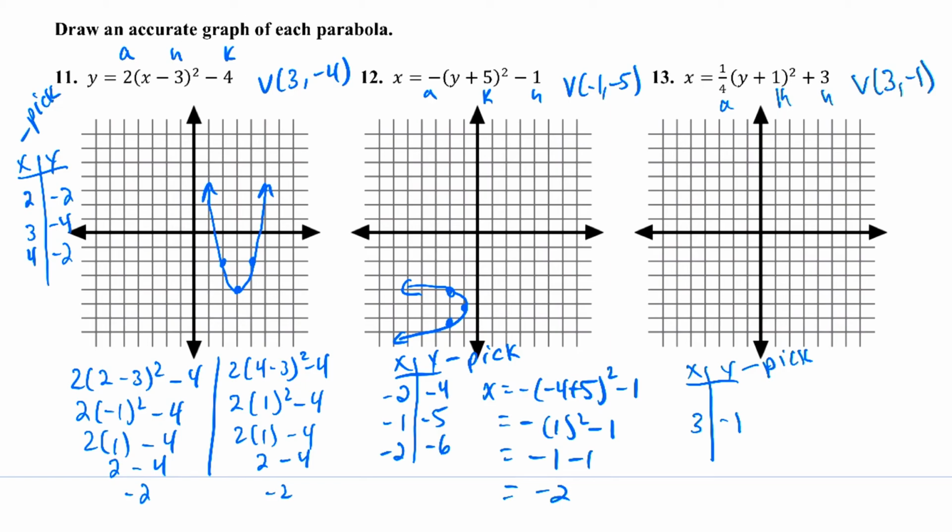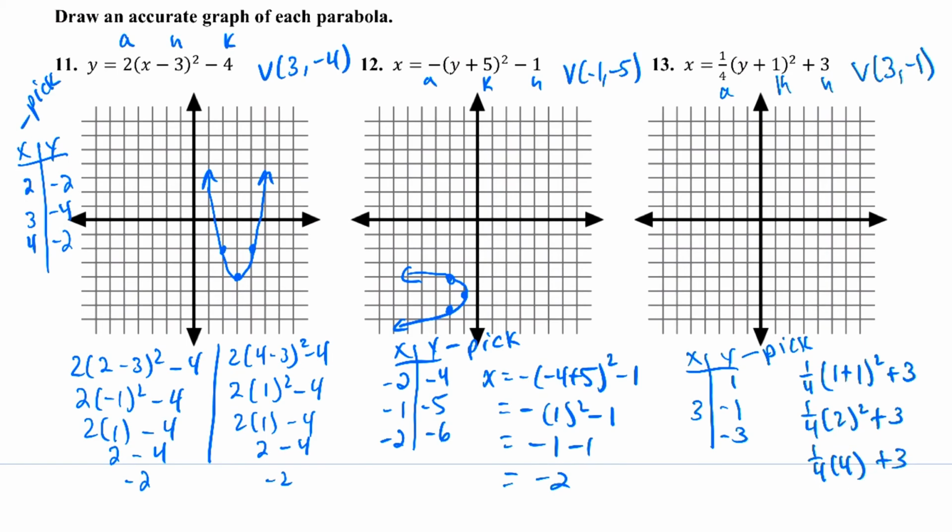So that means I am going to pick -3 and +1. And I'm just going to pick one to substitute in. So I'm going to choose the 1, and I'm just replacing the y. So this will be 1/4, 1 plus 1 squared plus 3. So 1 plus 1 is 2. And then 2 squared is 4. So 1/4 times 4 is 1. And then 1 plus 3 is 4. So that's going to be both of my x values since it's symmetrical.